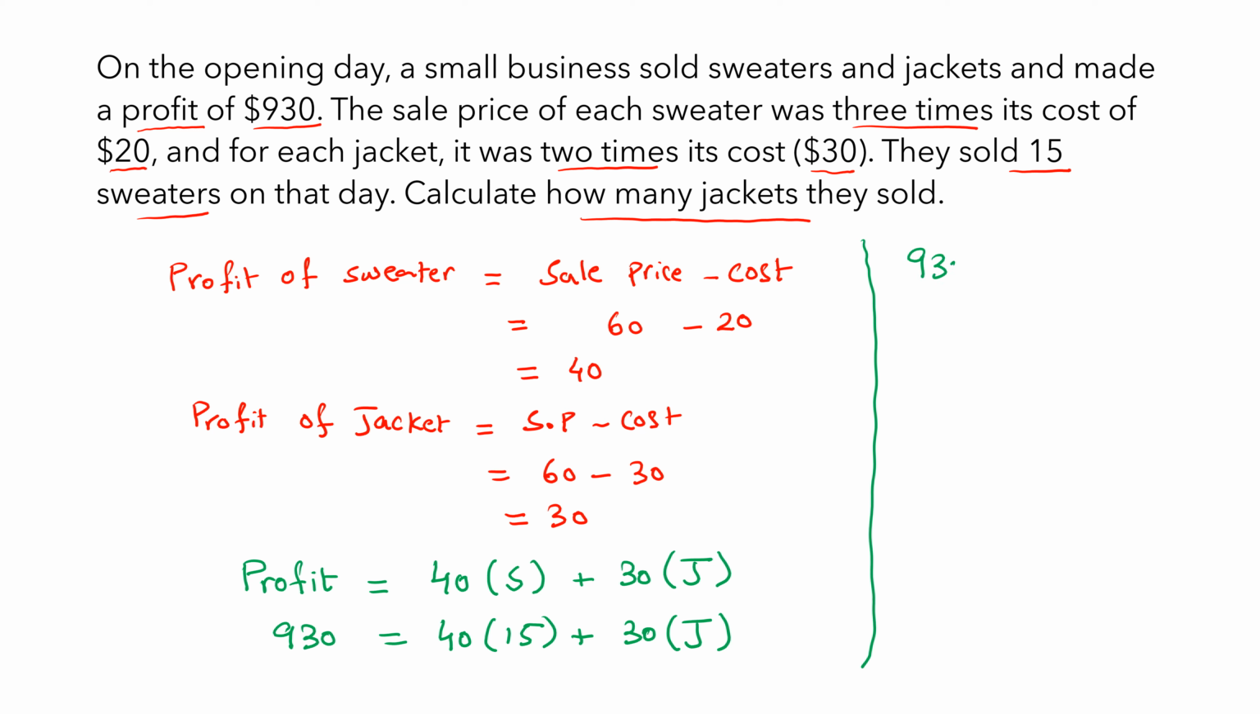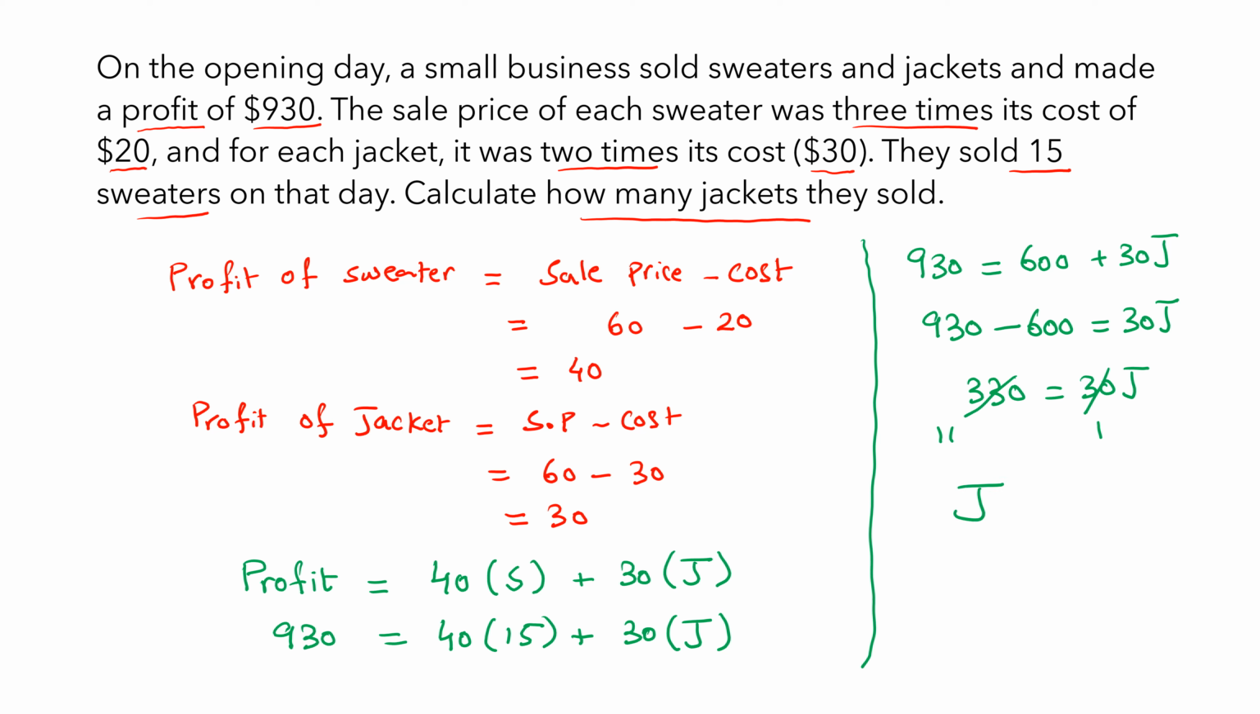So 930 equals 40 times 15, that will be 600, plus 30J, and if we move this around, 330 equals 30J. Let's simplify this: J equals 11. So the number of jackets they have sold on the opening day is 11. Okay, that's all for this problem.